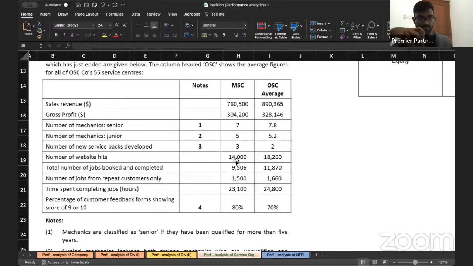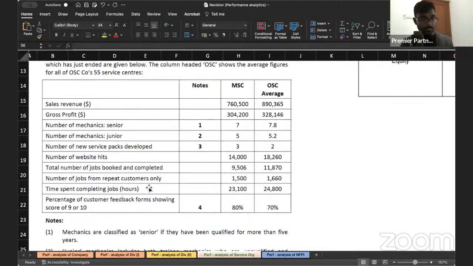Number of website hits. Website hits 14,000, 18,260. Number of jobs booked and completed. So website hits as in people. Now you go to the website, you check out whatever is there, and then you come out, right? If you're not satisfied, you close the window, you look for something else. So out of 14,000, there have been 9,506 jobs booked and completed. That's good, right? Number of jobs from repeat customers, 1,500, right?